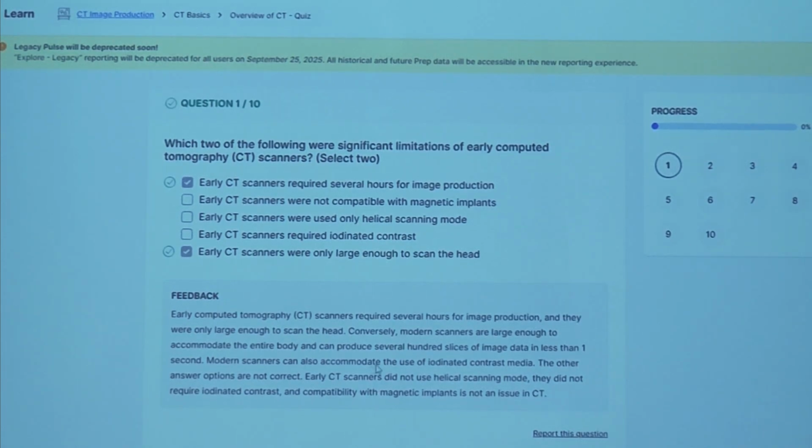Alright, conversely, modern scanners are large enough to accommodate the entire body, as we can see, and image data in less than 1 second. Modern scanners can also accommodate the use of iodinated contrast media.